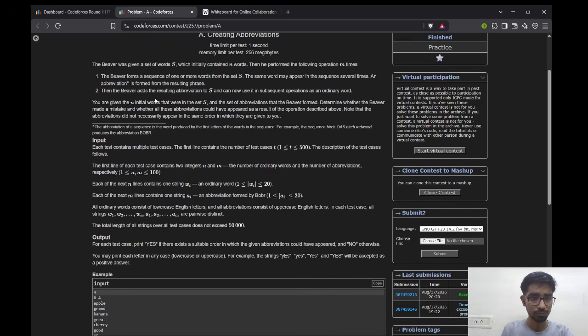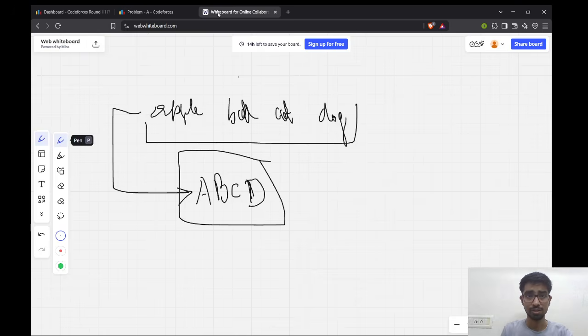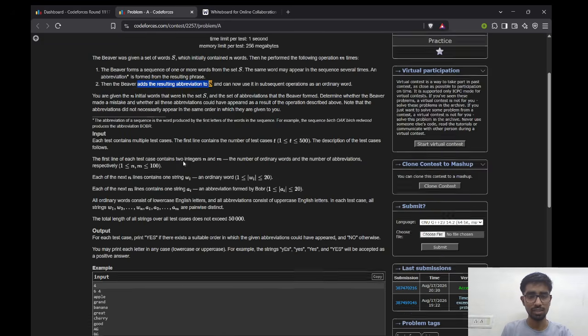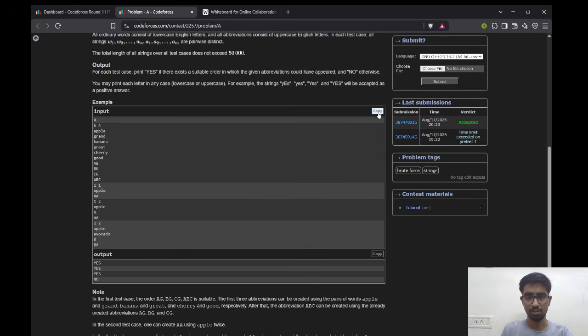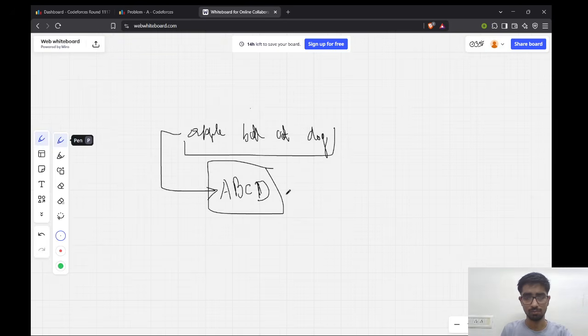Now, we will add the abbreviation to S and use it in a subsequent operation as an ordinary word. But there is a catch here. Let's suppose, let me take a test case, then I'll be able to explain it more properly.